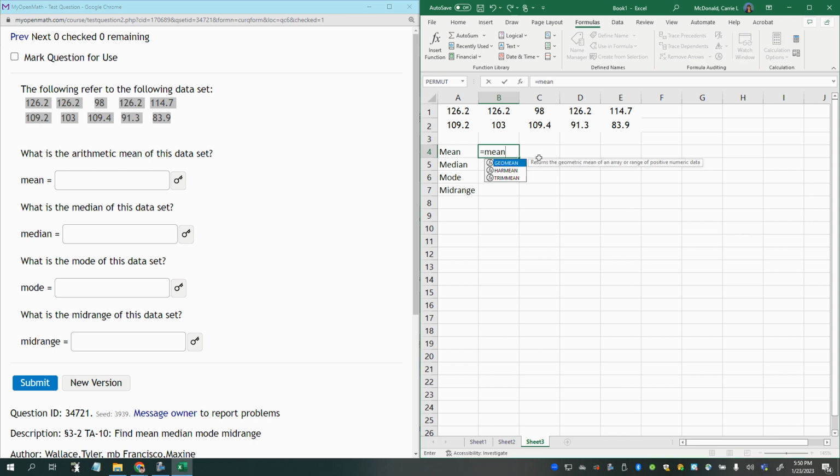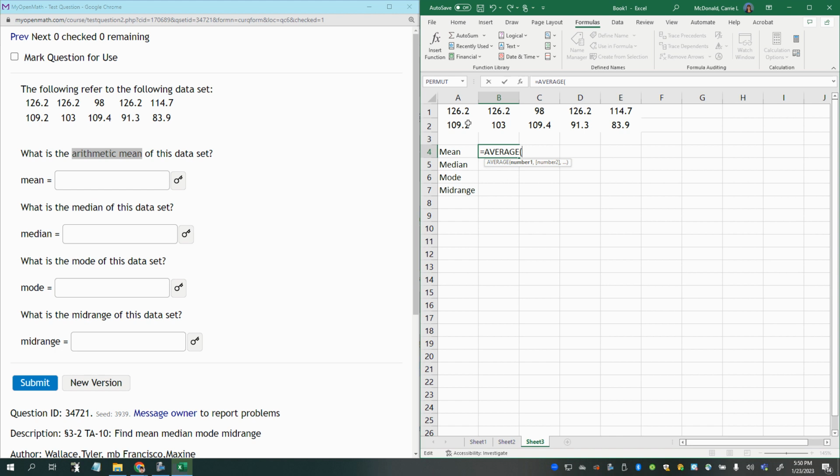Like if I type in mean, I'm not seeing what I'm looking for. I'm seeing some other weird mean things. So I might try, okay, well, I know the mean is also commonly referred to as an average. So here is the average function, and the description says that it returns the average, which is the arithmetic mean of its arguments, which can be numbers or names, arrays, or references. Okay, so that sounds good.